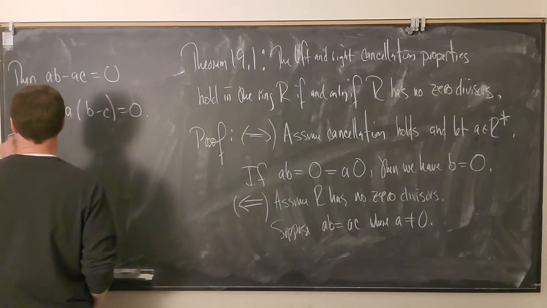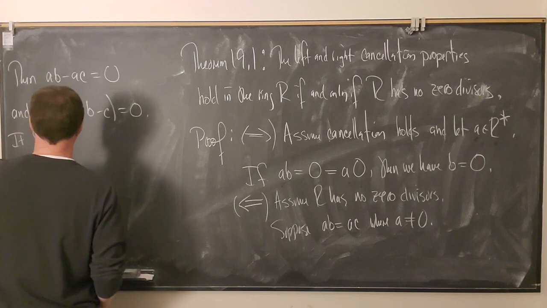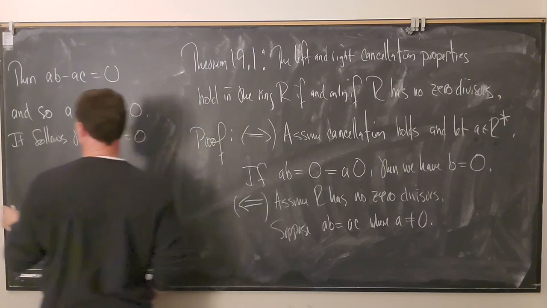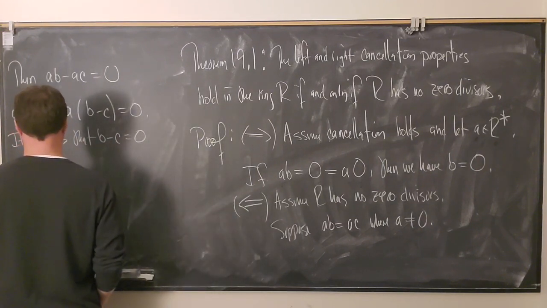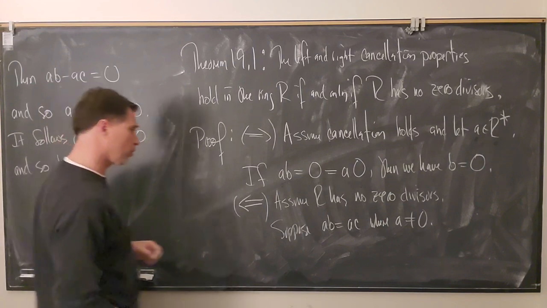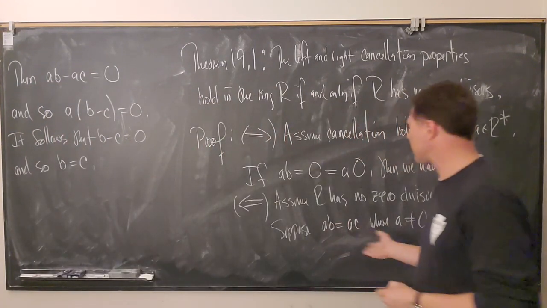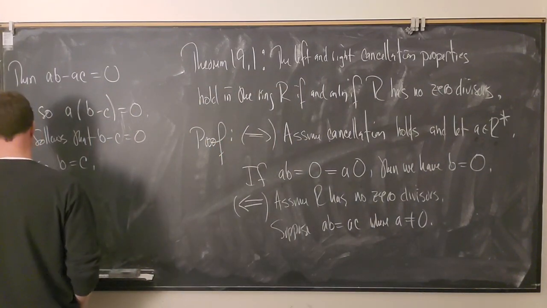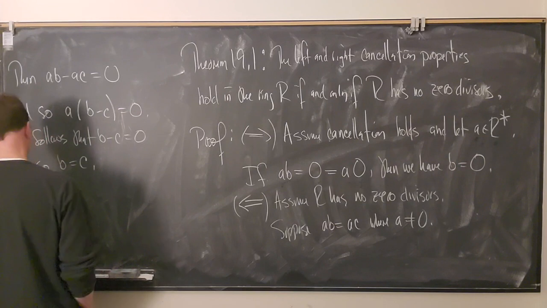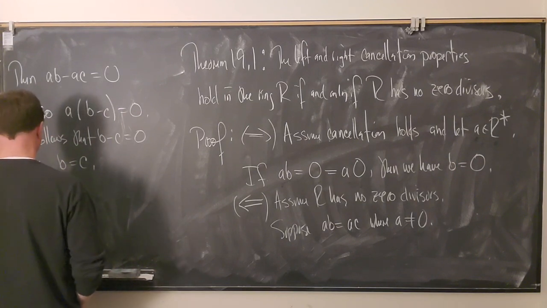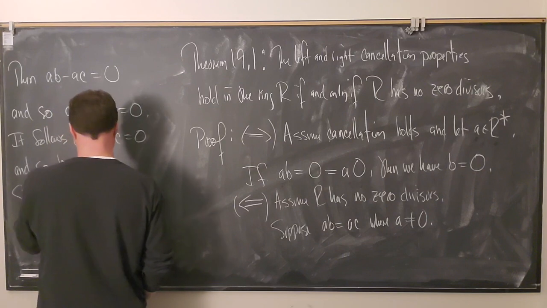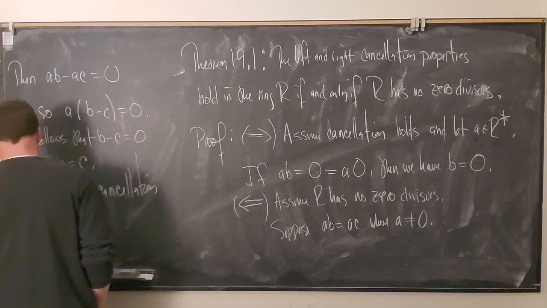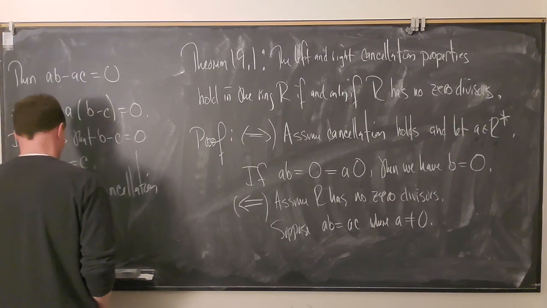So it follows that B minus C equals 0. And so B equals C. So that proves the left cancellation, and then the proof of the right cancellation would be basically the same. So similarly, right cancellation holds in capital R.